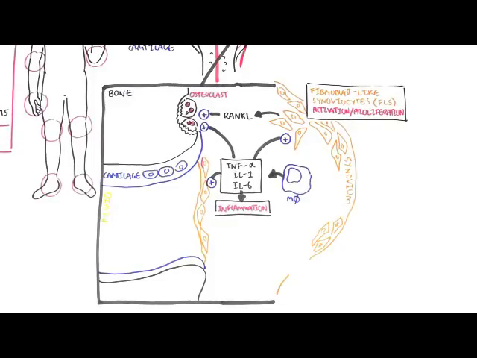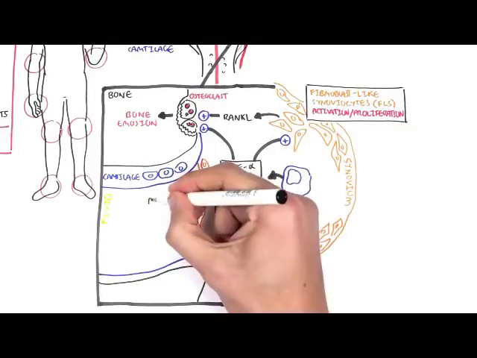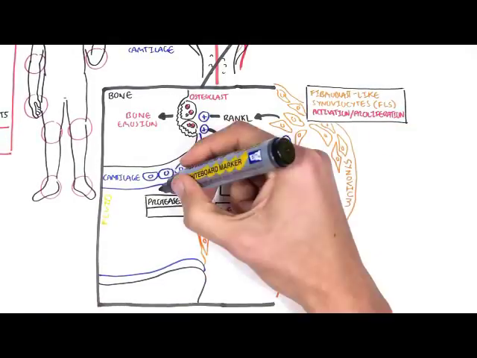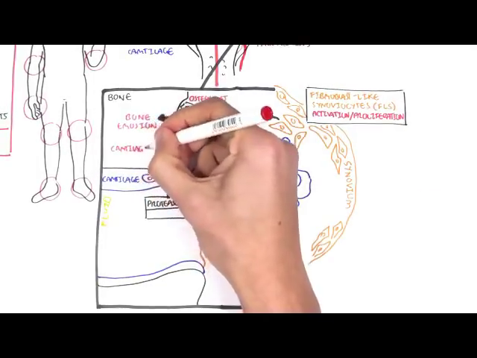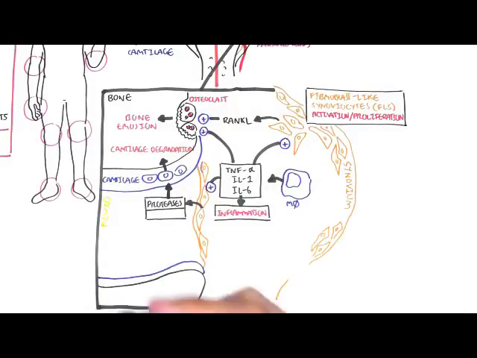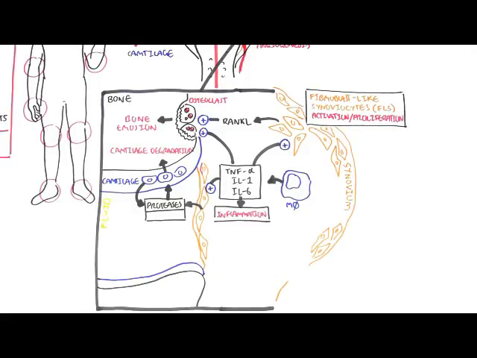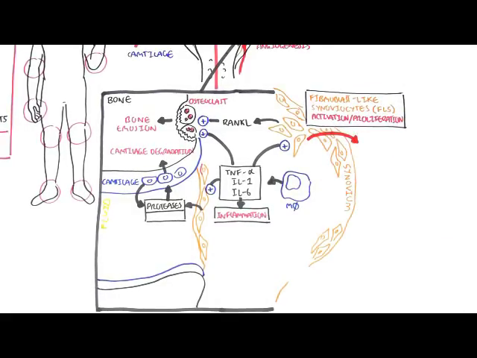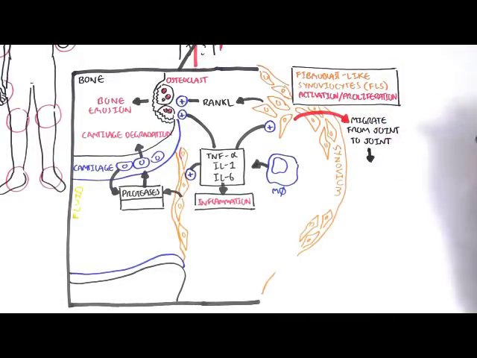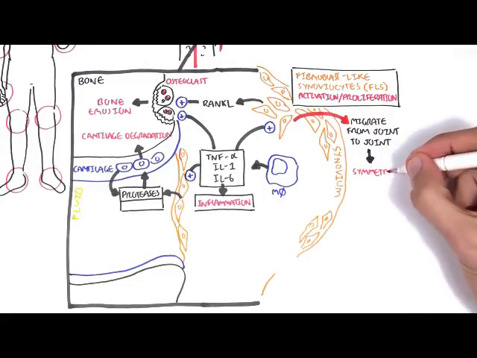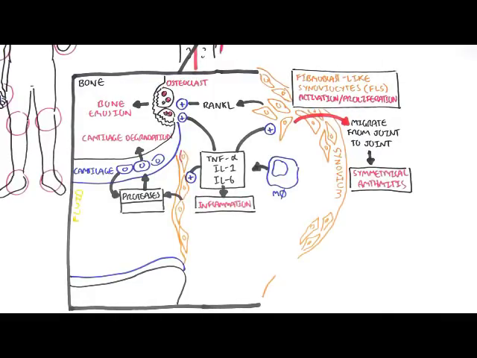When the fibroblast-like synoviocytes are stimulated and proliferate, they also begin secreting proteases. These proteases essentially cause the cartilage to break down, so we get cartilage degradation. And the cartilage also secretes proteases, and it's sort of like a feedback loop. Another interesting feature of the fibroblast-like synoviocytes is that when activated, these guys can actually migrate from joint to joint. So they can migrate from the hand joint on one side to the hand joint on the other. And this is why we get symmetrical arthritis in rheumatoid arthritis.